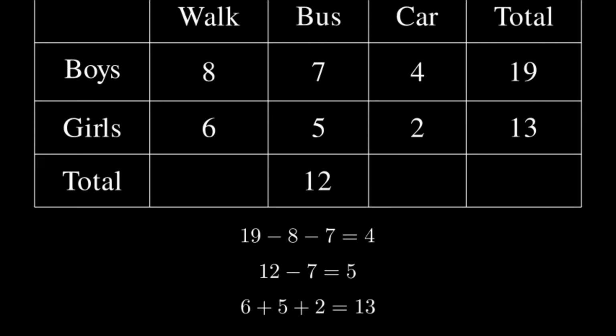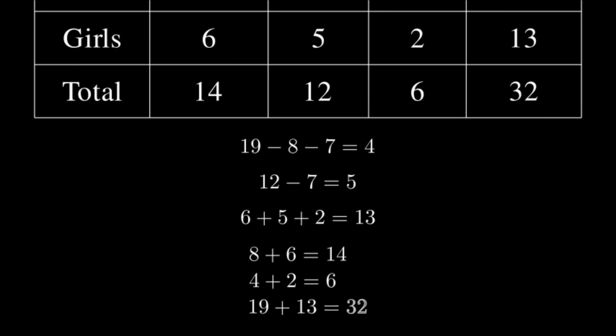Finally, we can calculate the remaining totals. The total for walk is 8 boys plus 6 girls. The total for car is 4 boys plus 2 girls. And the grand total is 19 boys plus 13 girls. This gives us 14 for the walk total, 6 for the car total, and a grand total of 32 students. Notice that the row totals 19 plus 13 and the column totals 14 plus 12 plus 6 both add up to 32. This is a good way to check your work.